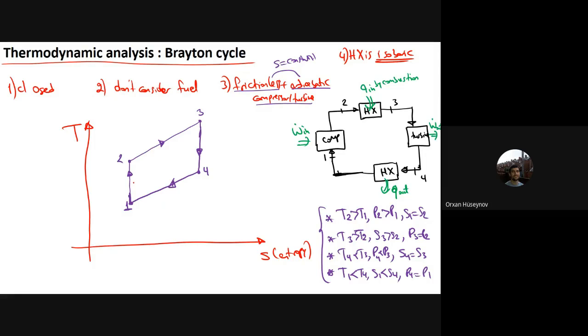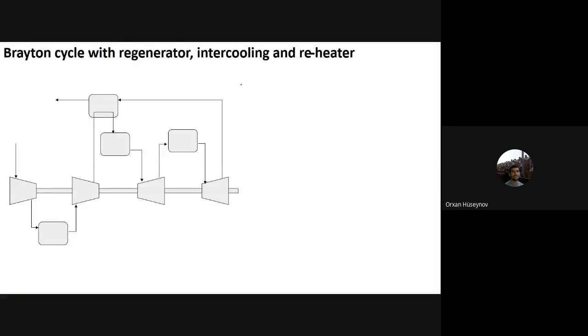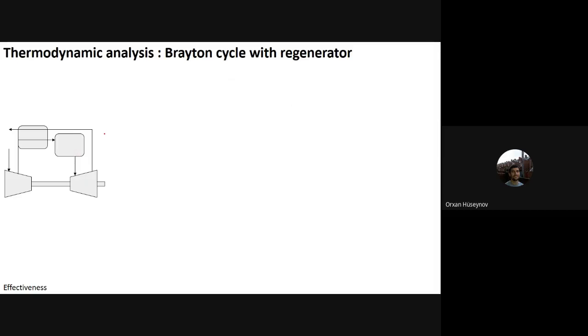Now I will draw the TS diagram for the gas turbine with regenerator, and then the TS diagram for the gas turbine with intercooling and the reheater. Firstly, the gas turbine with the regenerator. If you remember, you have the compressor here. The compressor outlet is sent to the regenerator, which is a heat exchanger. And from that exchanger, the flow comes into the combustion chamber.